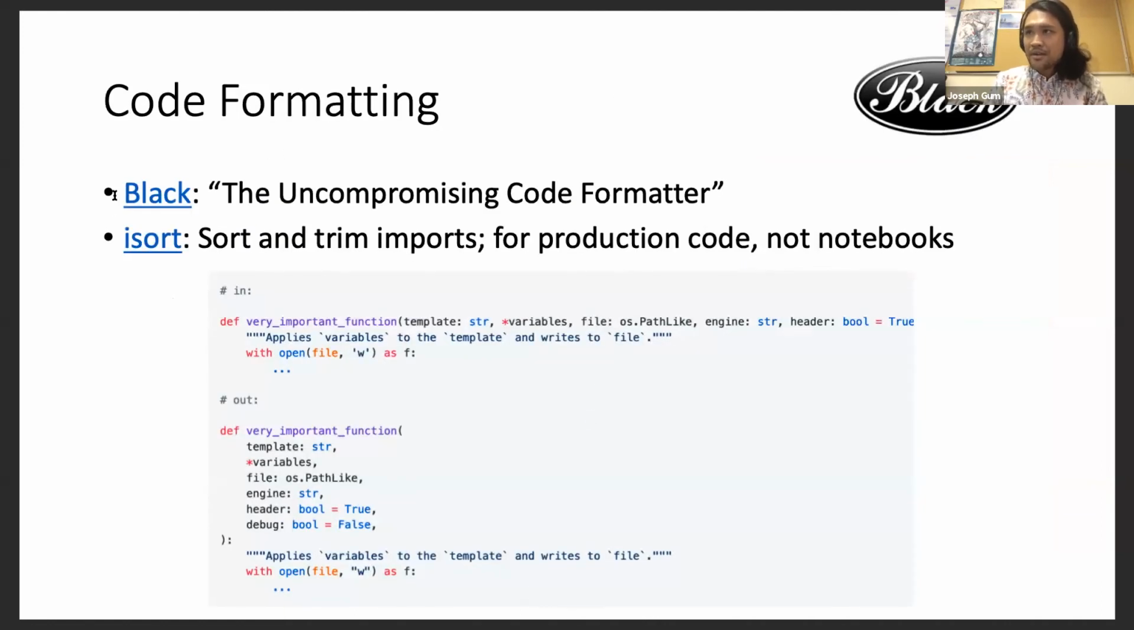Code formatting, black and isort. So we have this very long line that goes off the screen, and after passing it through black, it cuts it down to something that's a lot easier to read, unless you like scrolling left to right and you don't like looking down. Maybe you have a really wide monitor.